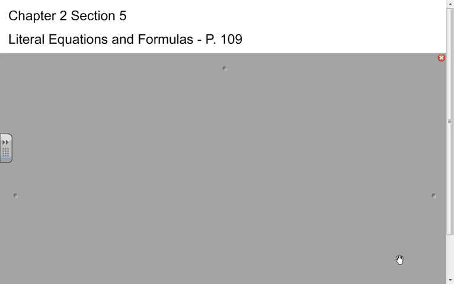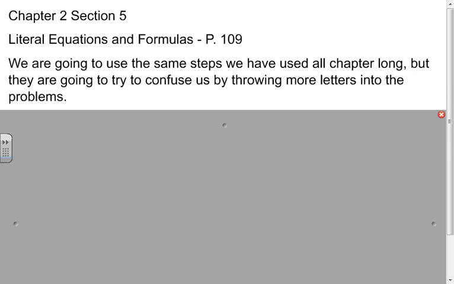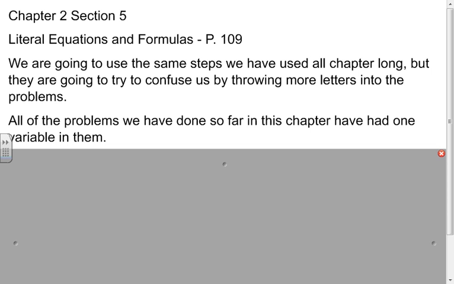One of the reasons why a lot of people don't like algebra is because now math problems have letters in them. They have variables. In all the problems that we've done so far this chapter, there's been one variable. And what we've tried to do is isolate that variable, get that one letter by itself. In this section, we're going to use the same steps that we've used, but they're going to try to confuse us by throwing even more letters into the problems. Like I said, everything we've done so far has had one variable.